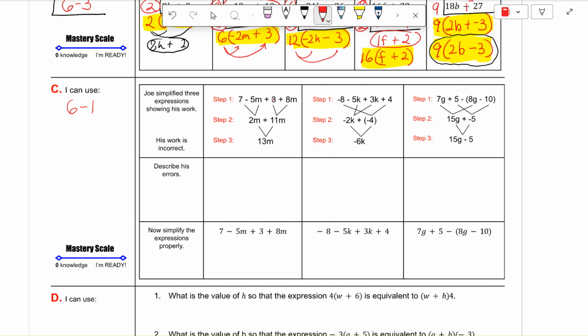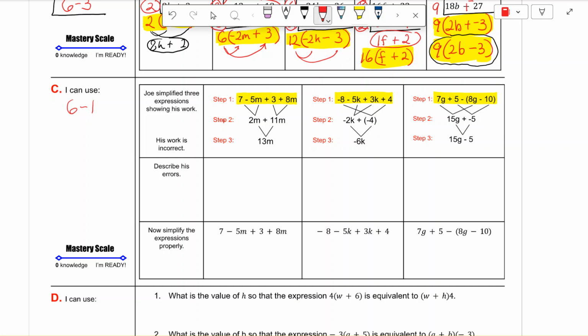So let's take a look at this first line. This first line will always be fine because this is the problem. There's no issues up here. This is where Joe wrote down the problem, and he wrote down the problem correctly. So you're going to find the error in step 2 or step 3.